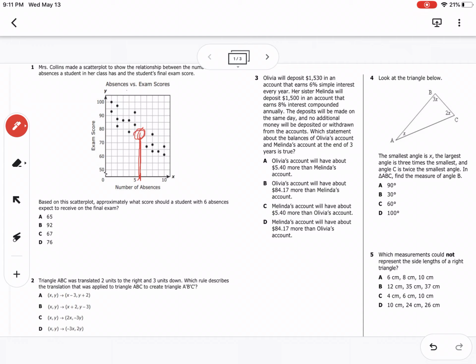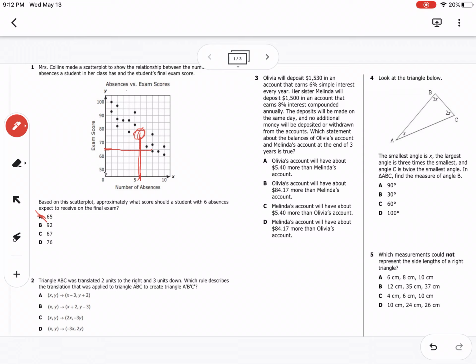This is a negative linear trend, so our dots should fall along there. Let's look at our answer choices. Based on this scatter plot, what score should a student with 6 absences expect to receive on the final exam? For A, we have 65. Now 65 is right here, and going across here, that would be incorrect because that is not where our scatter plot dot would fall.